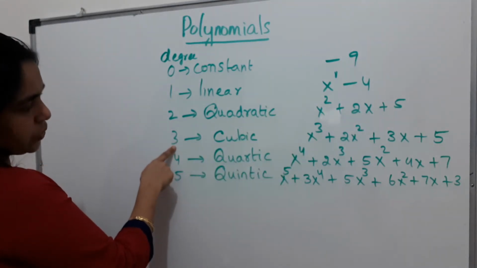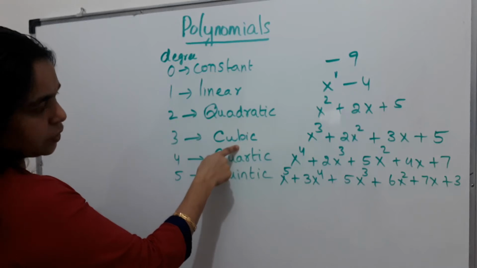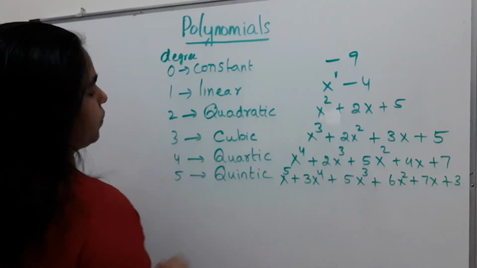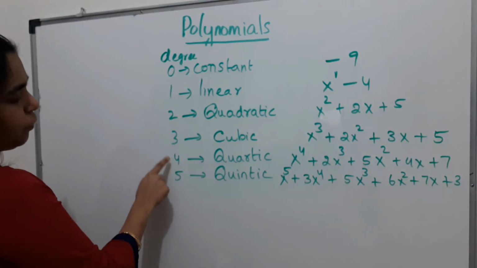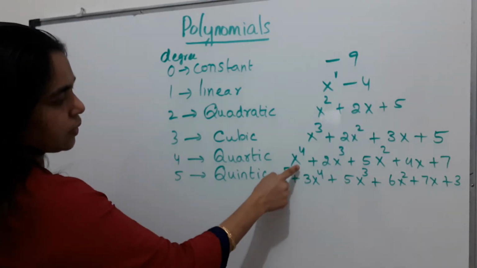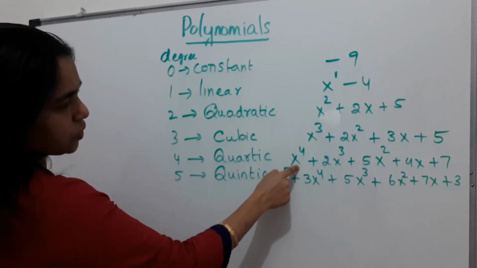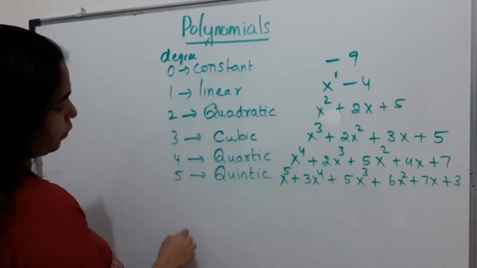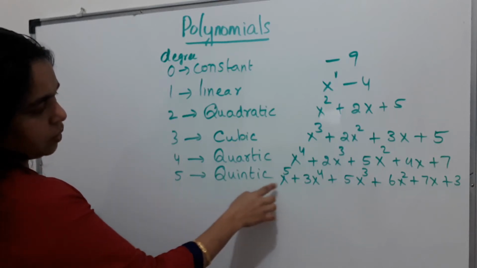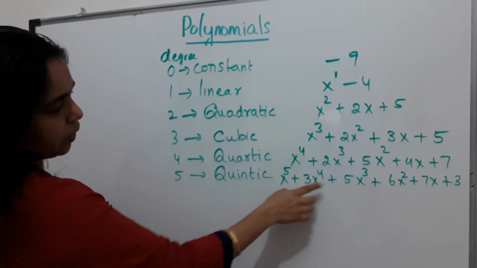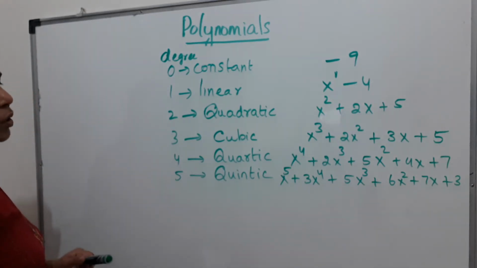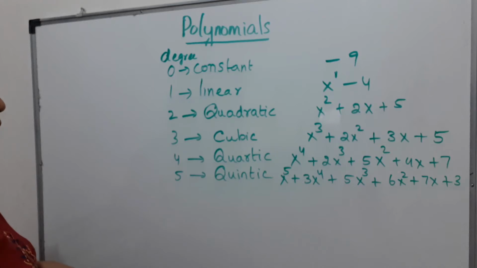If the degree is 3, it's cubic, and there will be 4 terms. Degree 4 means quartic, and it has 5 terms, but the degree is 4. Degree 5 is quintic, with degree 5 and 6 terms. So this is how you can name polynomials according to their degree.